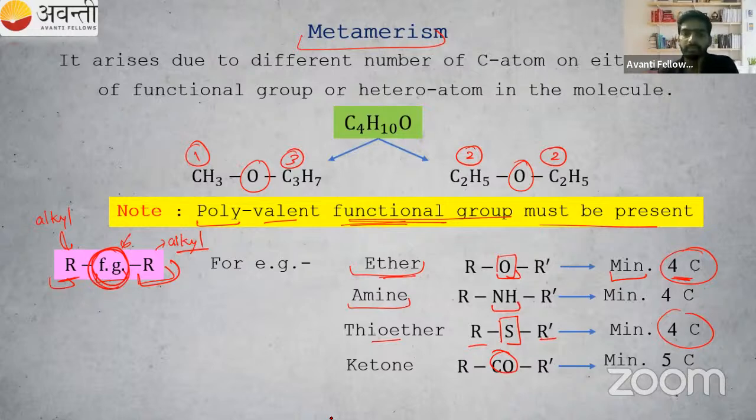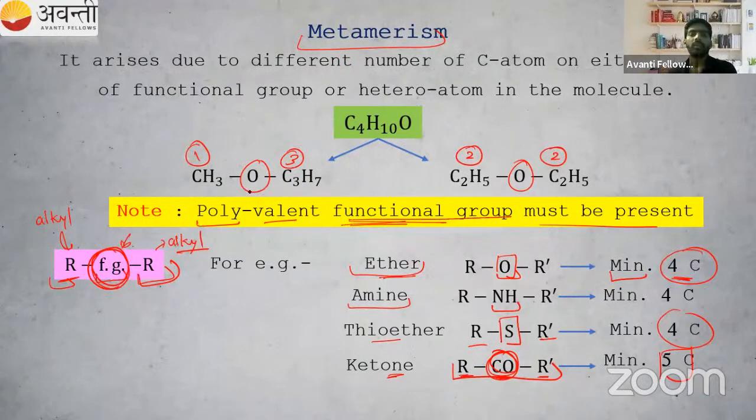Okay, fine. Now moving on to the ketone. In ketone, 1 carbon is already present in between. And what we are seeing in metamerism, on both sides you should have a minimum of 4 carbon. So here in the ketone, this is 1 carbon, and here we have another carbon. So in the ketone, including this carbon, you should have minimum 5 carbons. If there is minimum 5 carbon or more than 5 carbon, then it is going to be a metamerism.